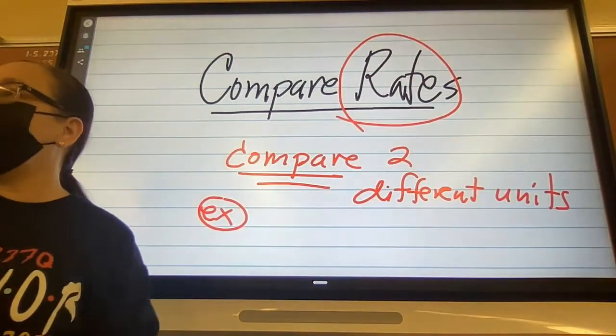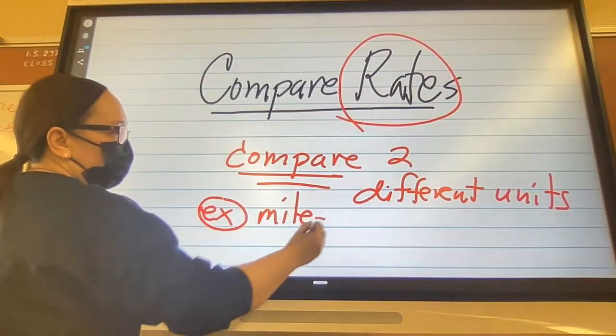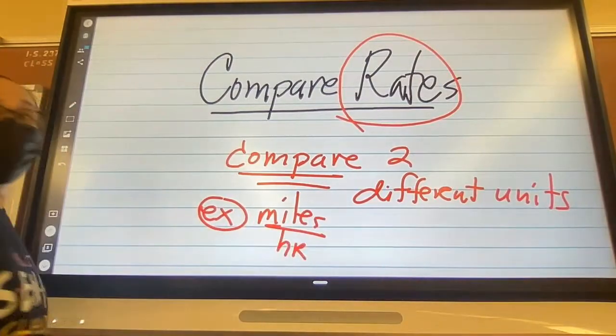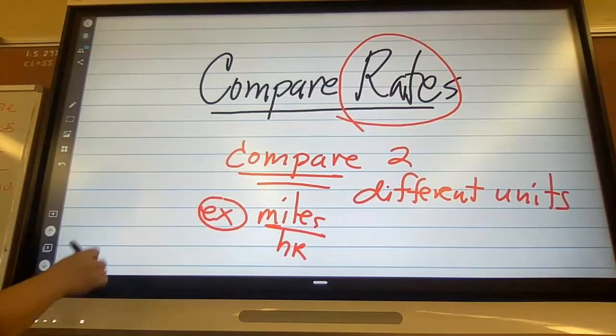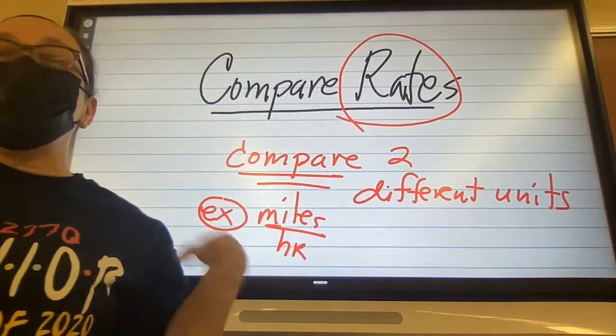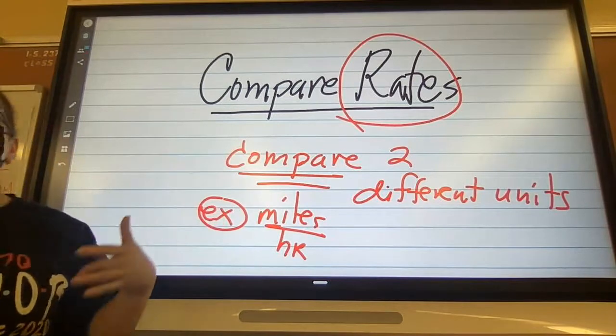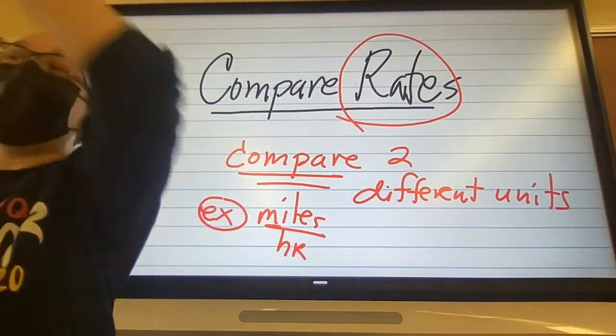Let's go with you. Yes, miles per hour. Anybody else? Give me something. Units of rate. No, we're doing rates. Give me an example of rates. We have miles per hour, 2 different units of comparison. Yes, Patrick.